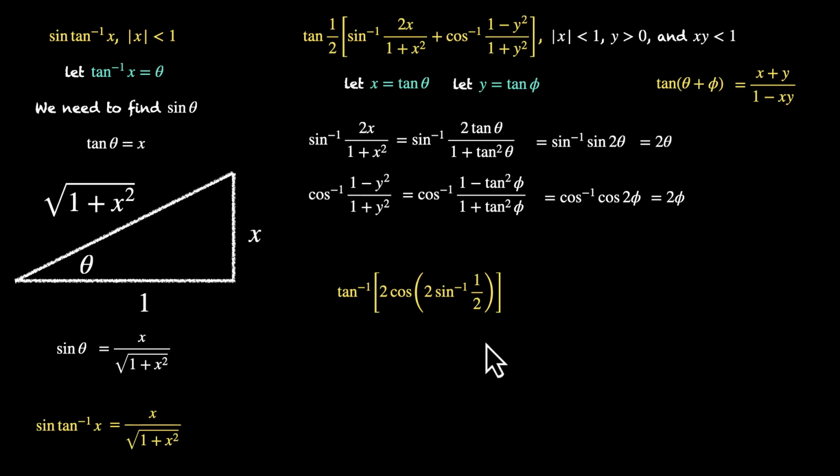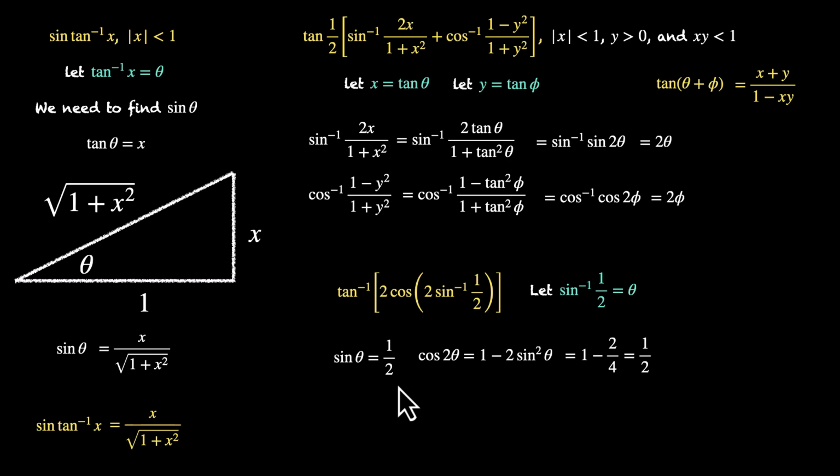Okay, so let's start with the innermost angle, sine inverse of half. So let's assume that this angle is theta. This means sine of theta is equal to half. What do we need? We need to double it and then take the cos of twice of this angle, cos 2 theta. So which identity can we use? We can use cos 2 theta equals 1 minus 2 sine square theta. We know sine theta, we can figure out cos 2 theta. That's equal to 1 minus twice of 1 by 4. That's 1 minus half, that's equal to half. So cos 2 theta is equal to half.